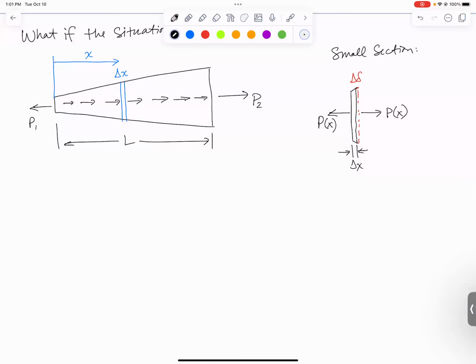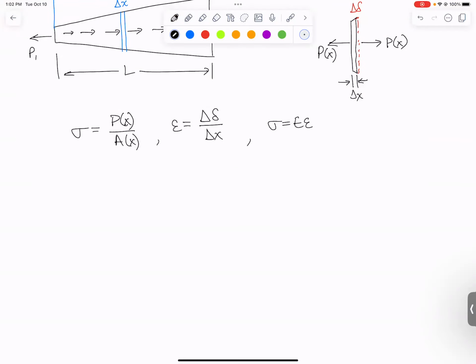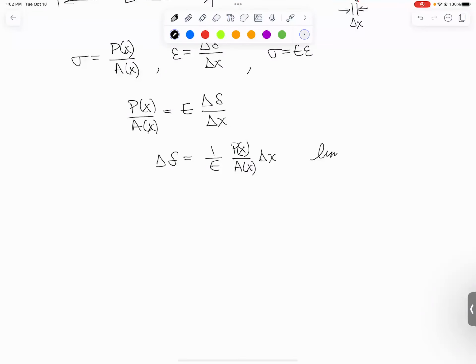And how would we then figure this out? We would say that our stress this time is going to be force, which depends on X, divided by area, which depends on X. We would say that strain is our delta divided by length, delta X. So instead of a delta over length, it's a delta over delta X. And then we're assuming just a constant material, sigma equals E epsilon. So how do we group this all together? We replace sigma with P of X over A of X, and we get P of X over A of X is equal to E times delta over delta X. Let's bring the delta X to the other side and the E to the other side. We get delta is 1 over E, P of X over A of X, delta X, and then guess what we're going to do? Take the limit as delta X goes to 0, our favorite calculus trick, and add it all up.